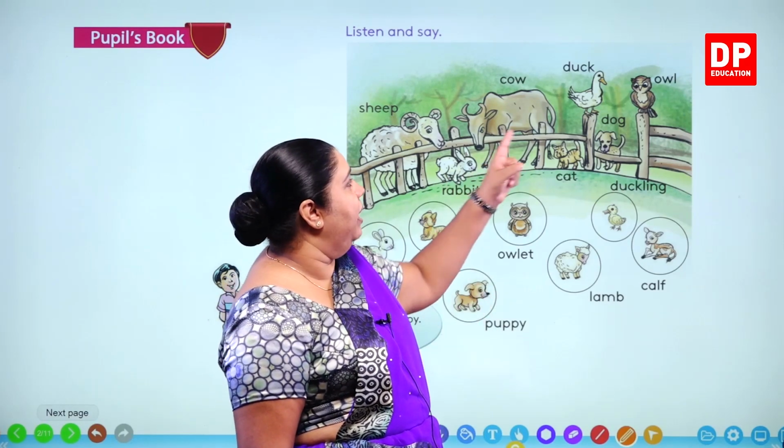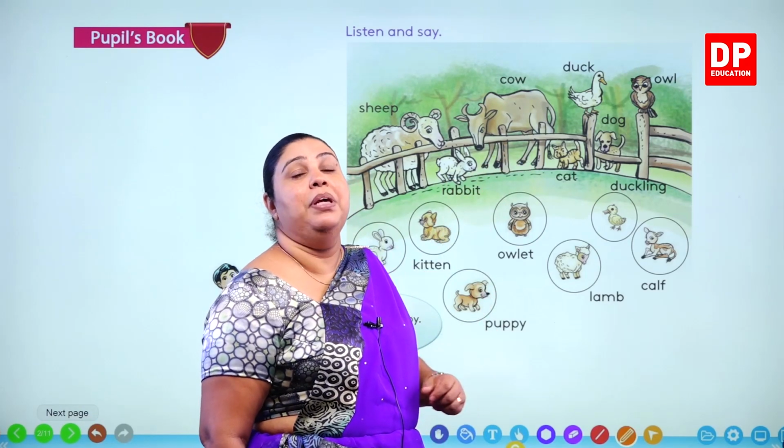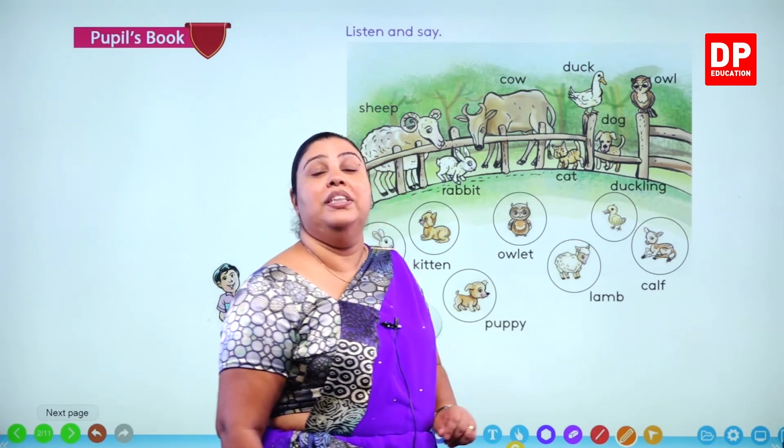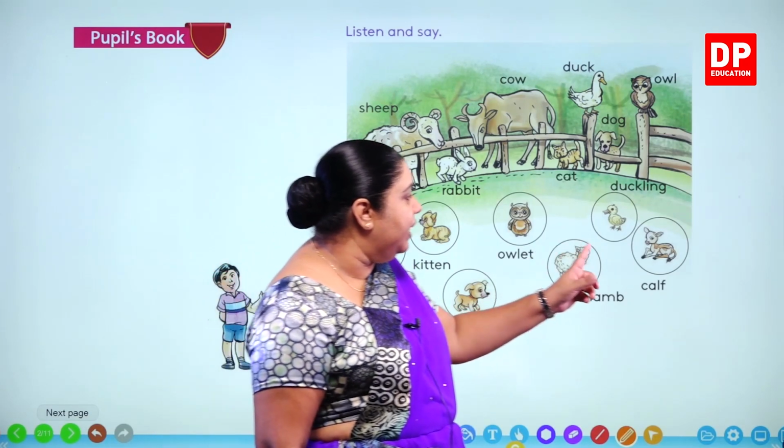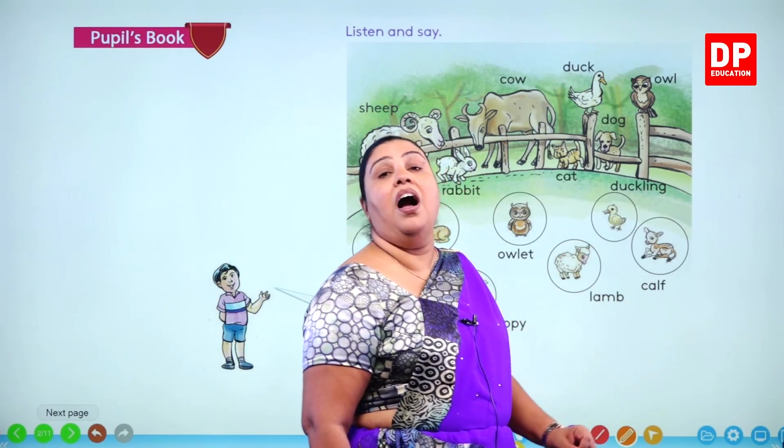Duckling is the baby of the duck. The baby of the duck is called the duckling. Then finally we have the calf.